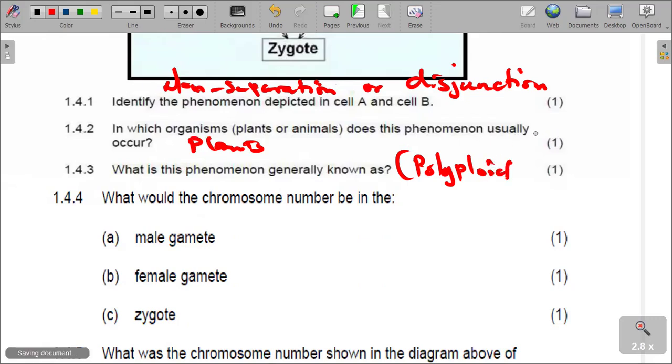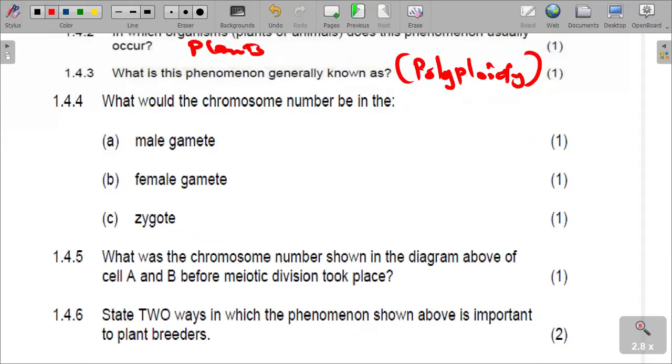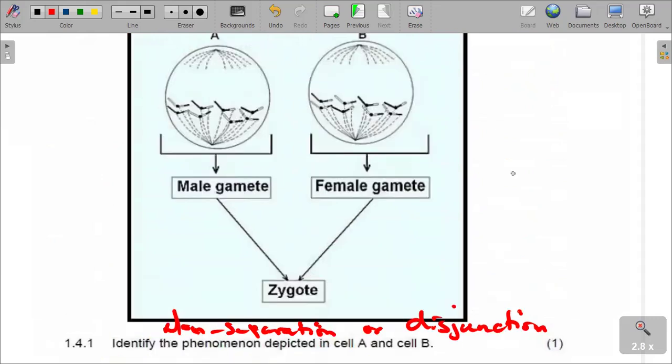Polyploid, we say it is called polyploid, which has an advantage in agriculture, producing organisms that are bigger, organisms that are totally different from the normal ones. And then what would the chromosome number be in the male gamete and the female gamete? According to this, there is non-separation here, so it remains diploid. As you can see, it went down as it is.